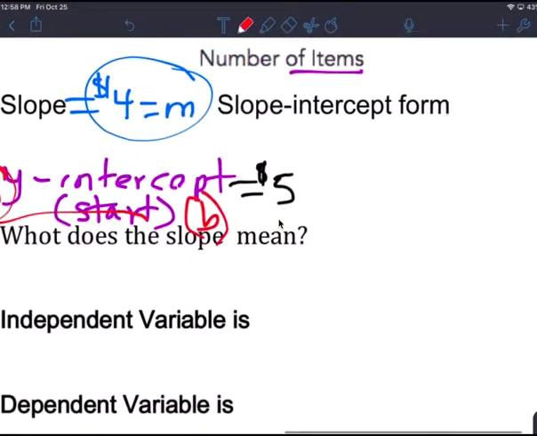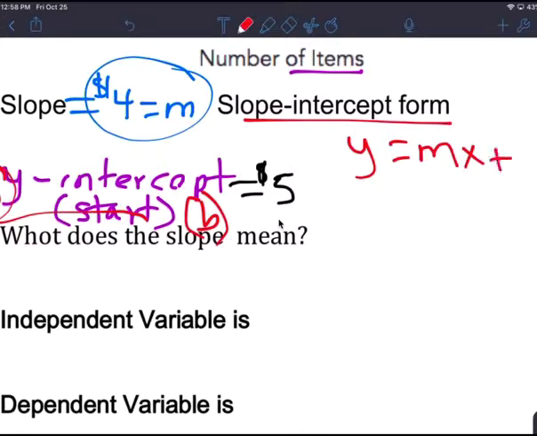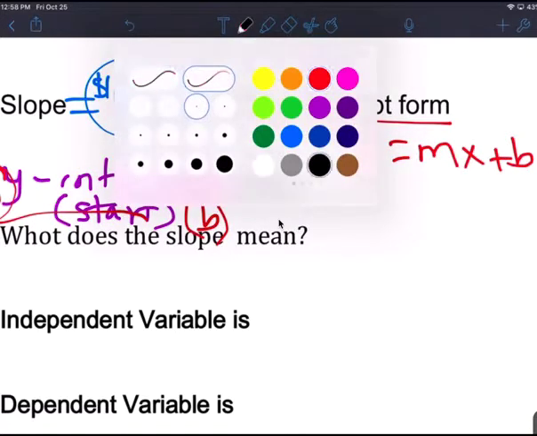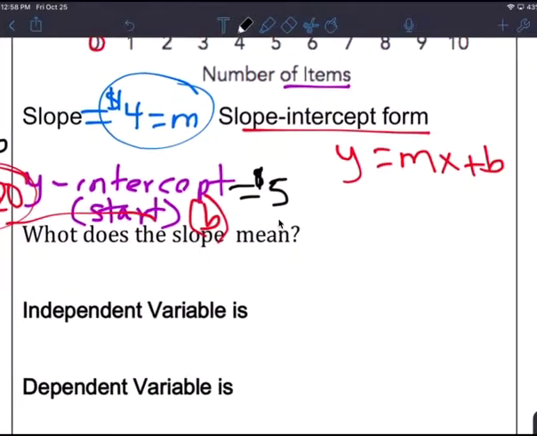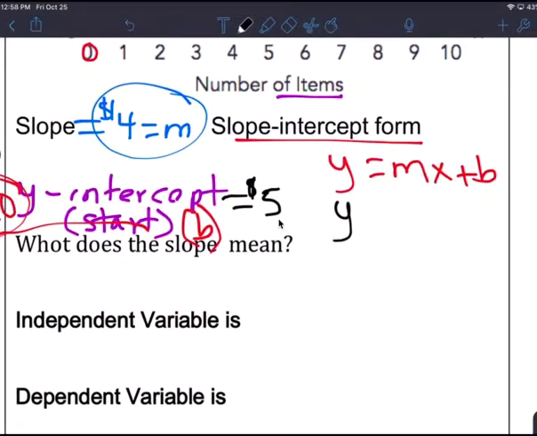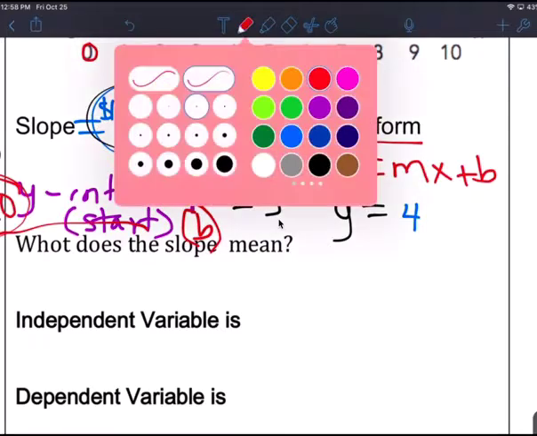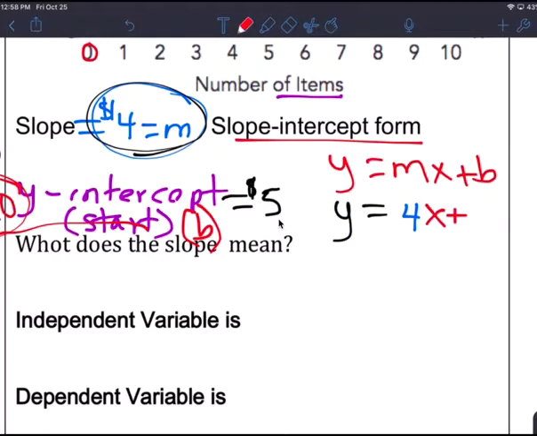Same thing here, slope-intercept form. Y equals mx plus b. So you copy y, for m you put 4, x, plus b, b is 5.